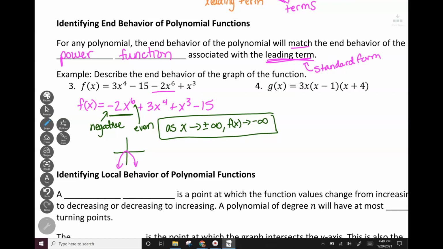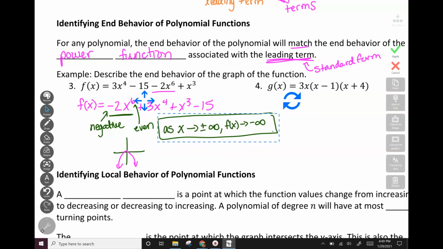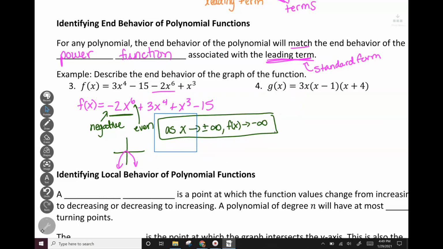All right, number 4. I think I'm going to have to move this out of the way because I'm not going to have enough room.